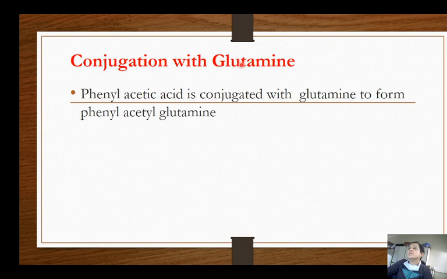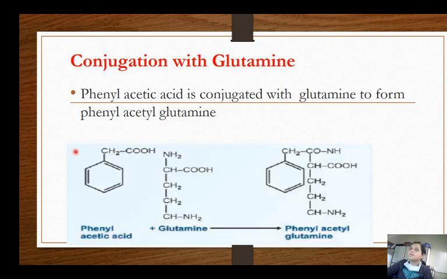Next, conjugation with glutamine. Conjugation with glutamine occurs to a very lesser extent. Only one or two components do conjugate with glutamine, like phenyl acetic acid. It is conjugated with glutamine to form phenyl acetyl glutamine. This is how it occurs. So phenyl acetic acid will combine with glutamine to form phenyl acetyl glutamine.